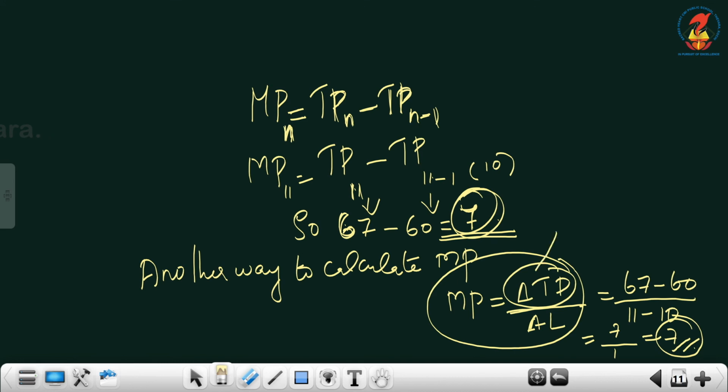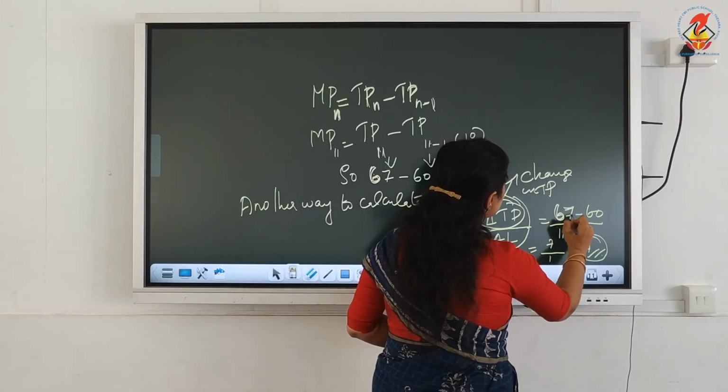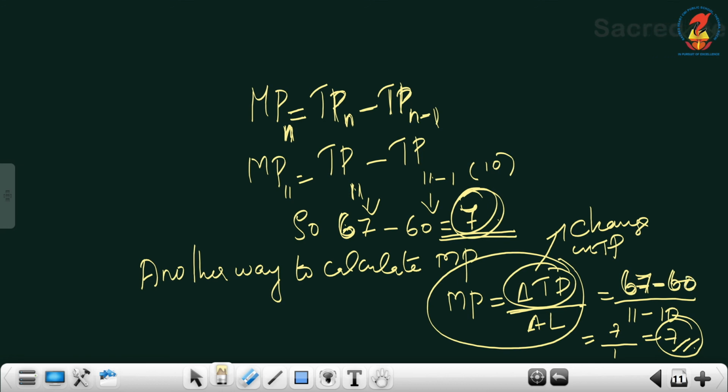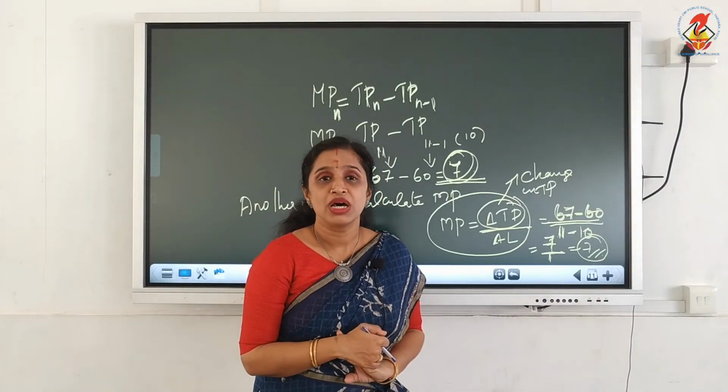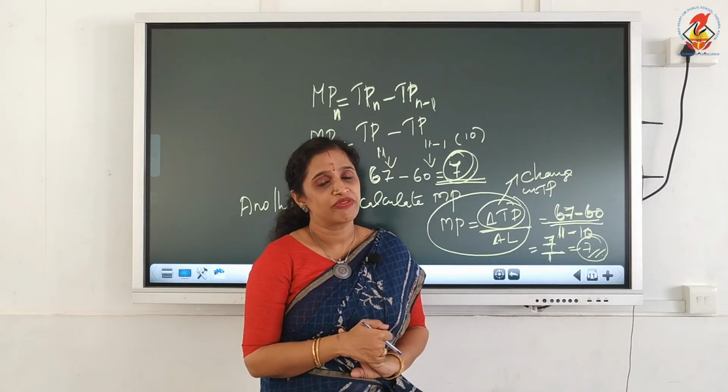What is delta TP? A change in the total production. So what is the change in the total production which has happened here? New production is 67. What is the old production? 60. So 67 minus 60 will give you 7, divided by delta L, change in the labor. What is the new labor? 11. What was the old labor number? 10. So 11 minus 10 is equal to 1. So delta TP by delta L is equal to 7 by 1, which is 7. So 7 addition has happened, which is known as marginal productivity. The same answer you have got with the two equations.